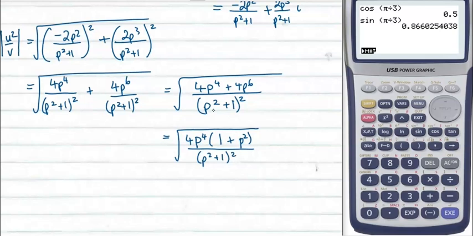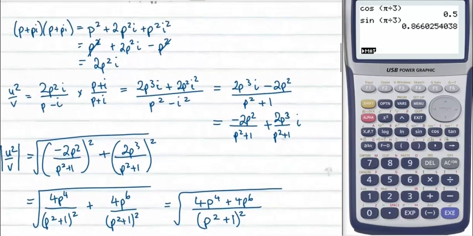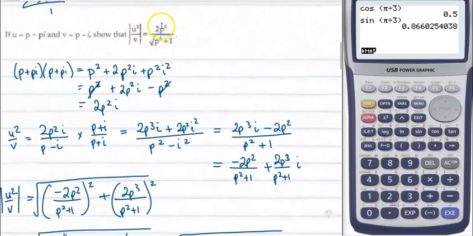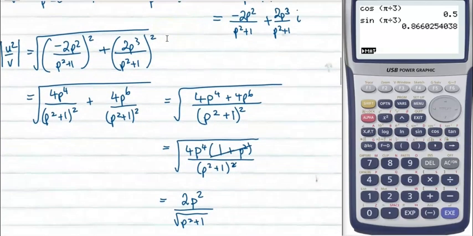So now you can see one of those can cancel with that. So we end up with the square root of 4p to the 4, which is, well, the square root of 4 is 2. The square root of p to the 4 is p squared. And then the square root of the bottom is p squared plus 1. And look at that. It matches. That's what we needed to show.